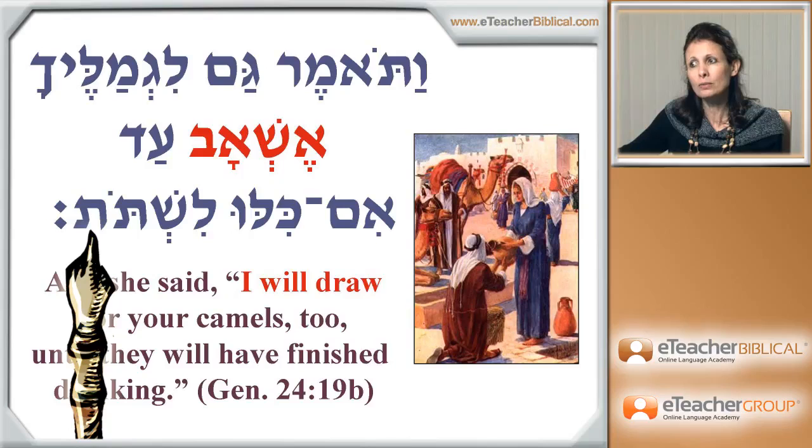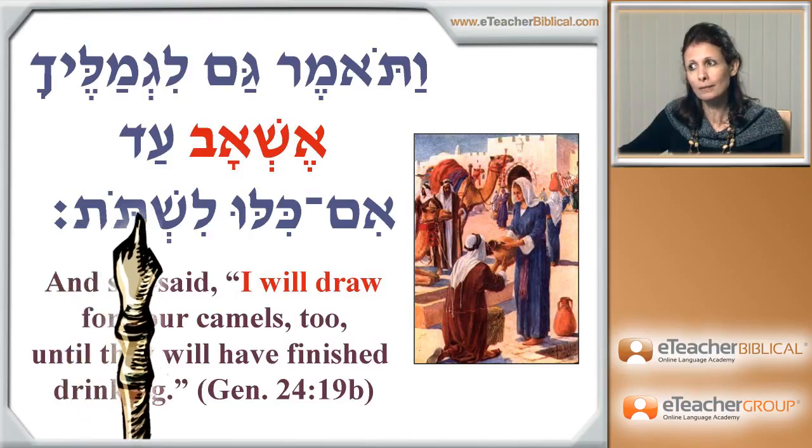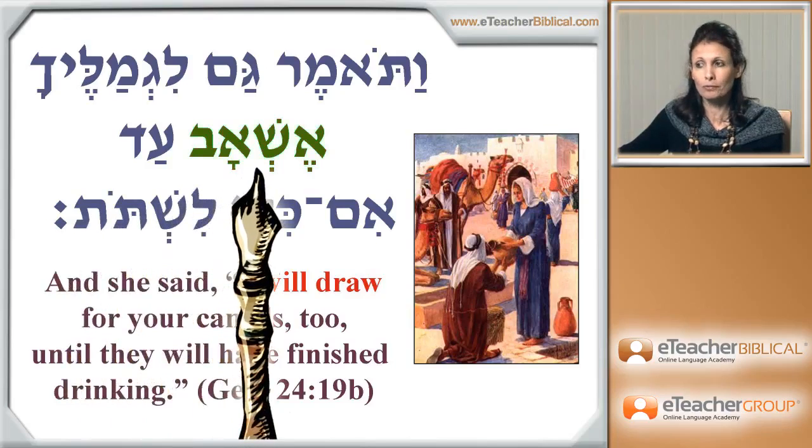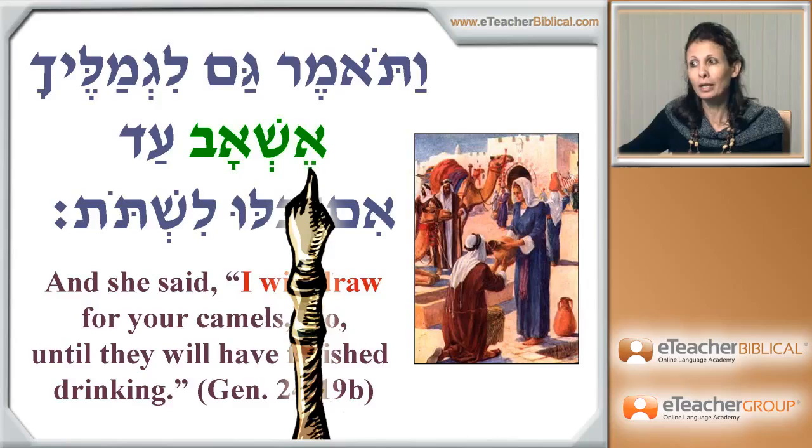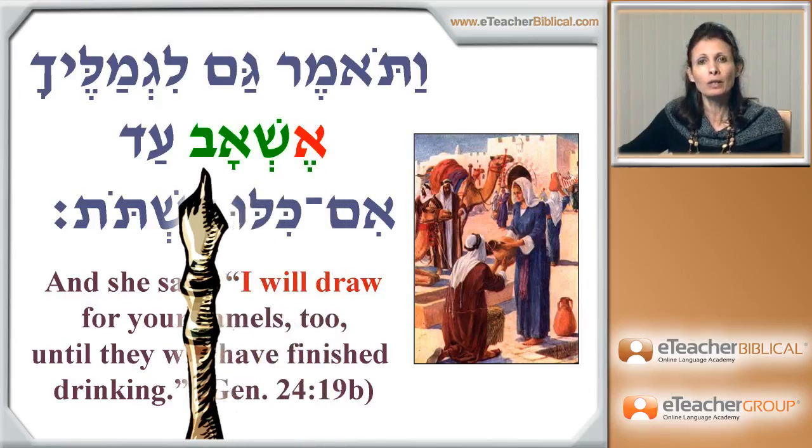But what happens to the iktol verbal form? You can see that it's an iktol verbal form for sure. Why is that? Because the prefix will help us decide: the aleph of eshav. We can also tell that this is first person singular, or first person common even. Now, why did we translate it like that, I will draw?